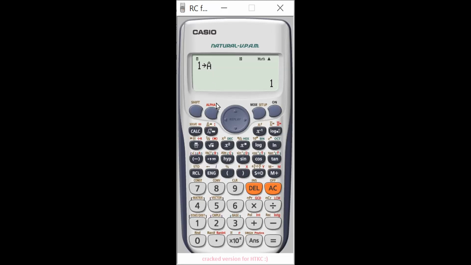So if you press alpha, okay, let's just AC first. Press alpha, you activate all the red buttons. You click this button, you get A, you press equal, you get 1. So now you can, to make your life easier.